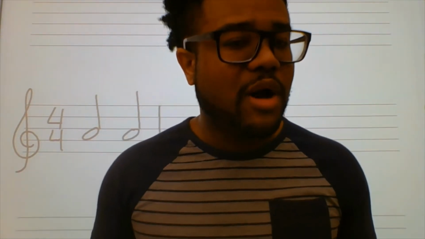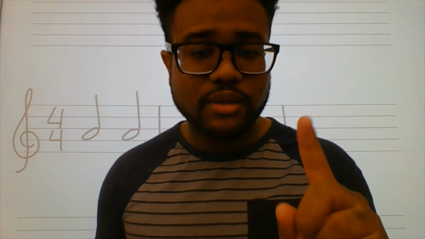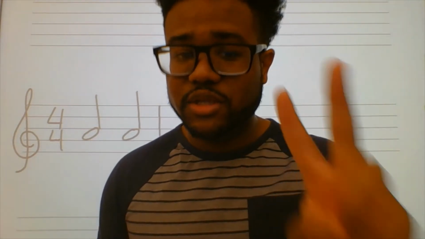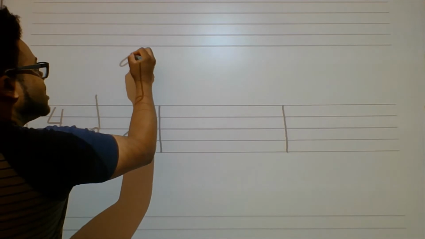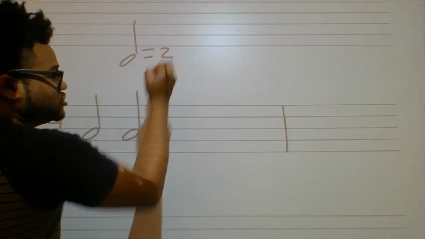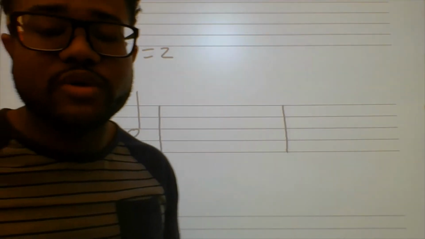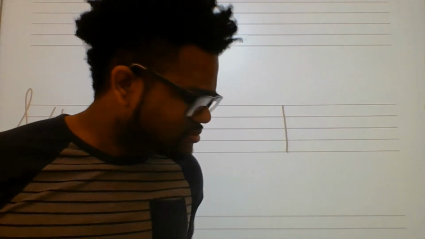Before, we talked about quarter notes and I said they get 1 beat. A half note actually gets 2 beats. I'm going to draw it right here so we don't forget. Half note equals 2. Okay? Half note gets 2 beats. Now, how does that sound? How can a note get 2 beats?